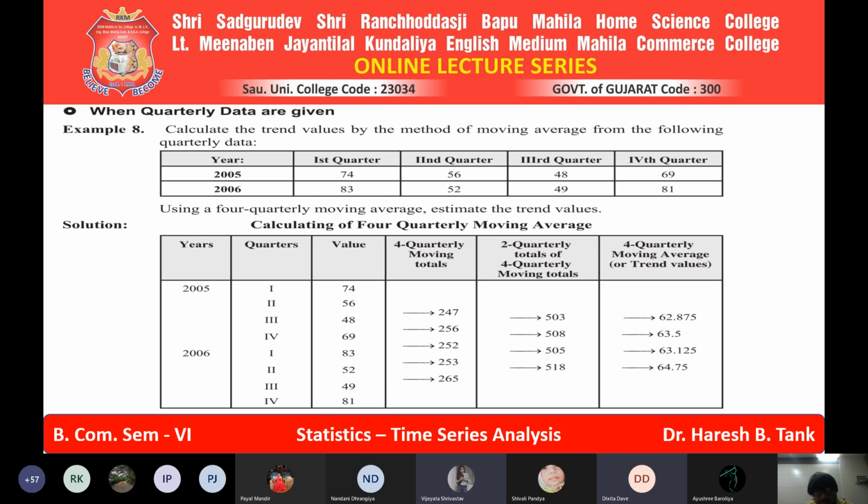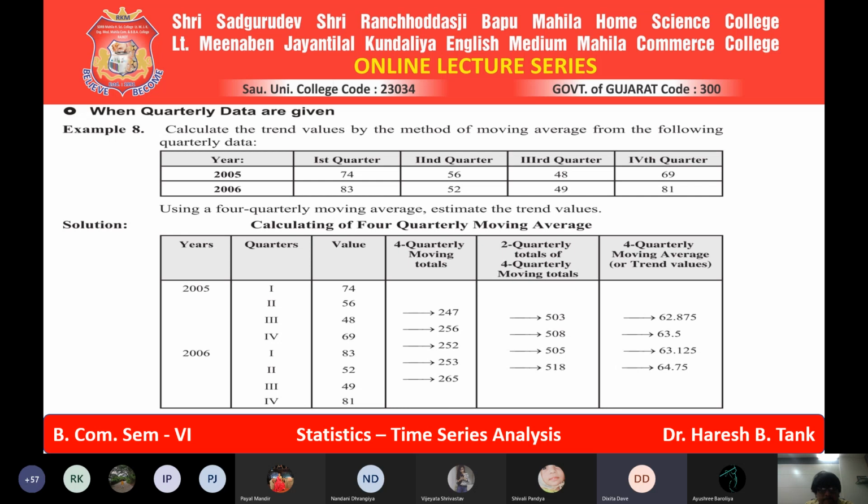Leaving the 256 and the second one, again you have to skip the first two elements. Now the sum would be 48, 69, 83 and 52. What is that sum? 252. It is to be written against the fourth quarter of 2005 and the first quarter of 2006. So it should be between 69 and 83. There is a blank line between 69 and 83, you have to write it there only. Fine enough. What should be the next thing to be done?